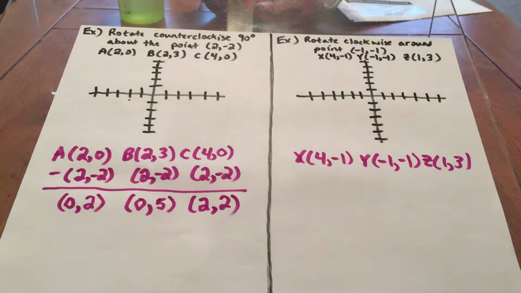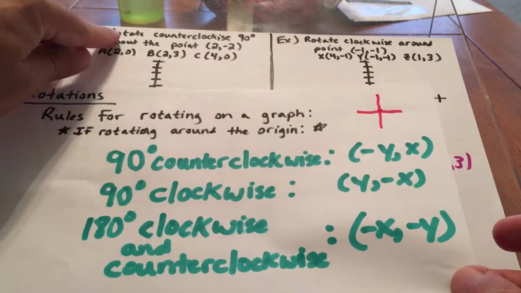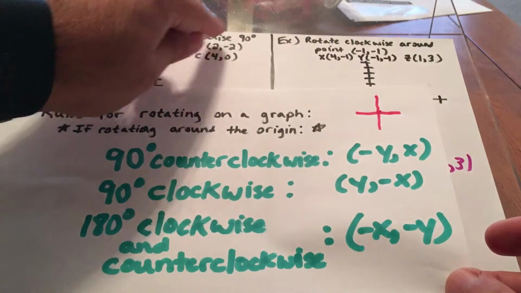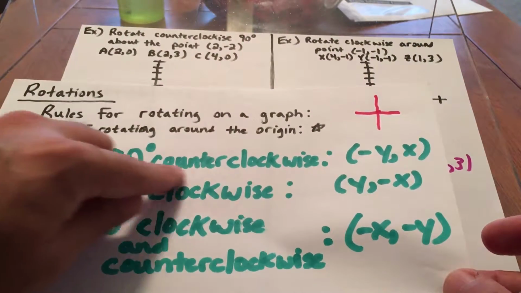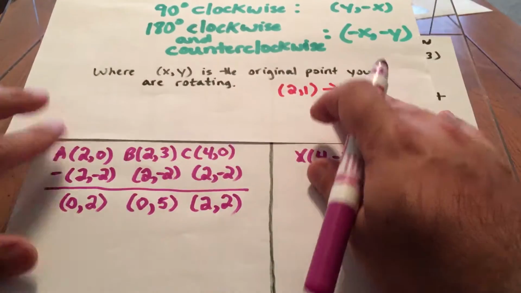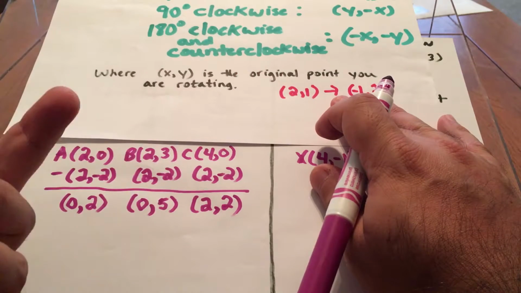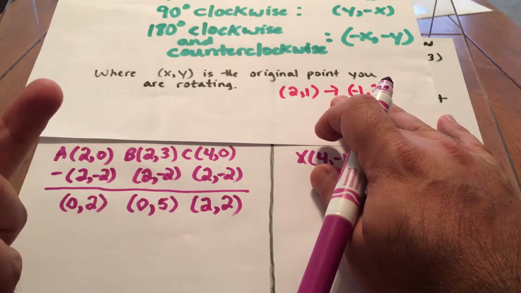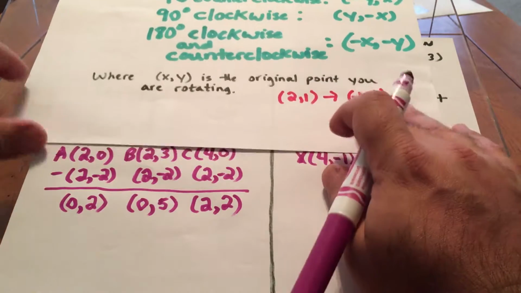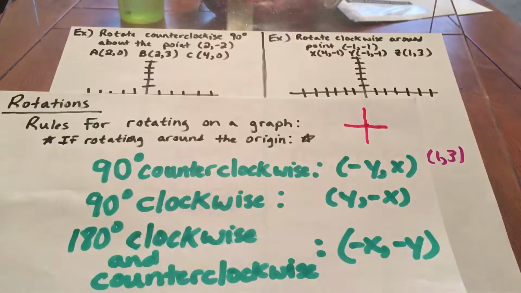Once you subtract off the point that you're rotating about, you come back to these rules and figure it out. In this case, we're rotating counterclockwise 90 degrees. What we're going to do is take these points that we just subtracted and flip them. Y becomes X and X becomes Y. And then for counterclockwise, you change the sign on the first one.